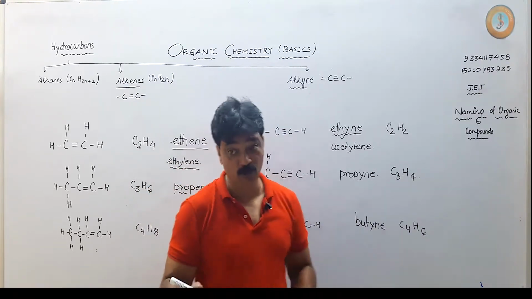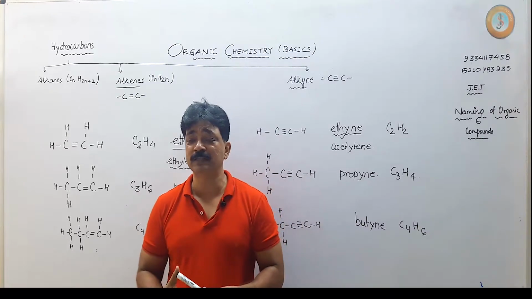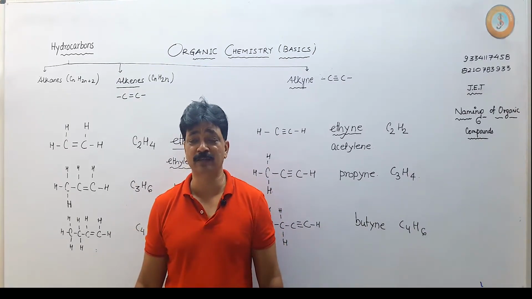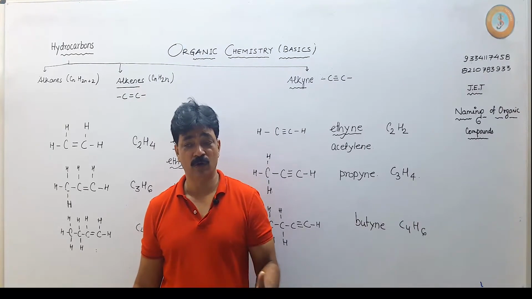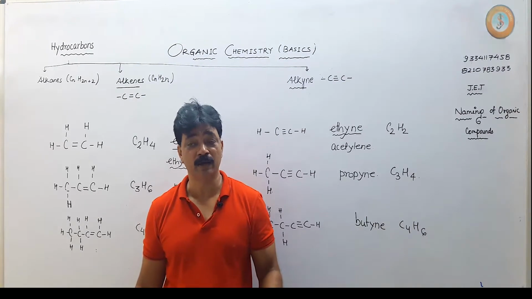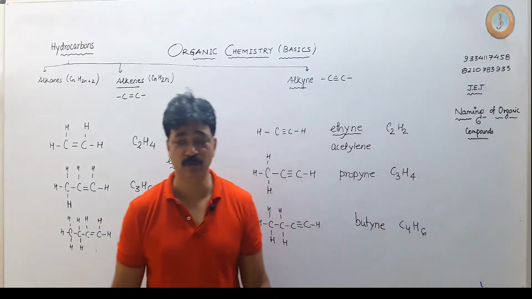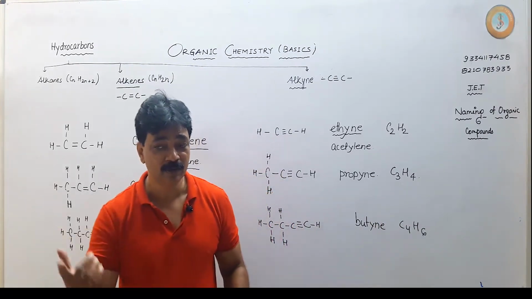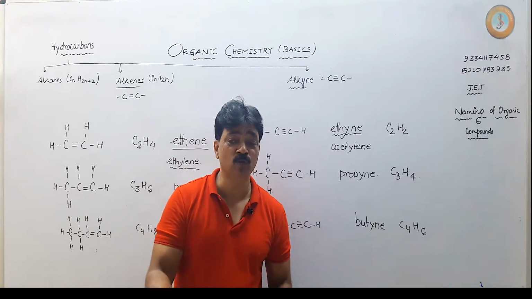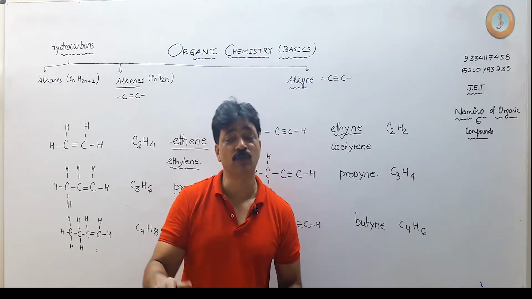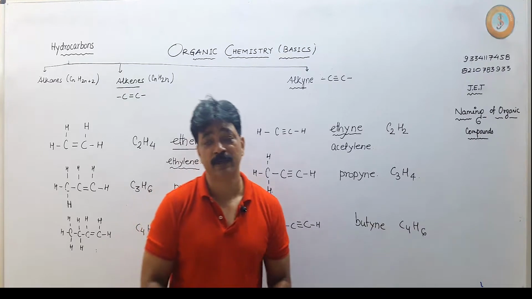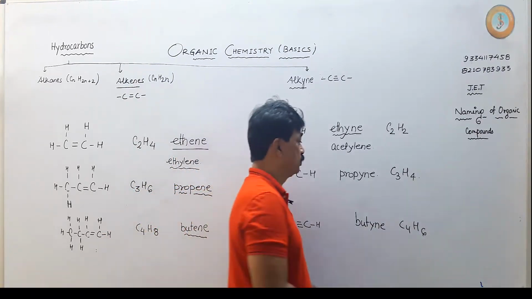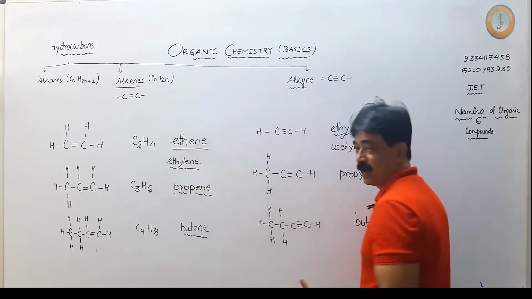Now next is what? After butyne, what will be there, Sachin? 5 means what will be there? Can you answer loudly? Yeah, correct. Pent. Yeah, very good. Pentyne. So 6 means what? Hex. So what will be the full name? Hexyne. Very good. So you are getting it. Then heptyne and so on.